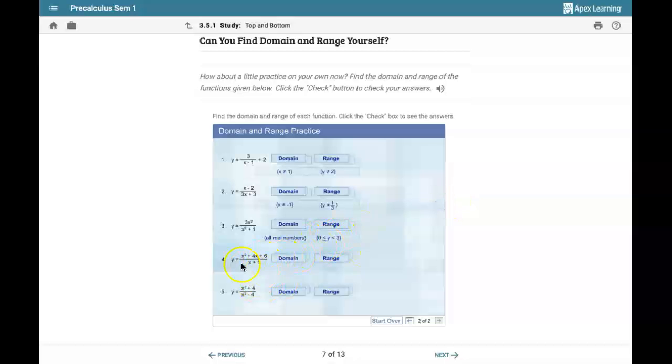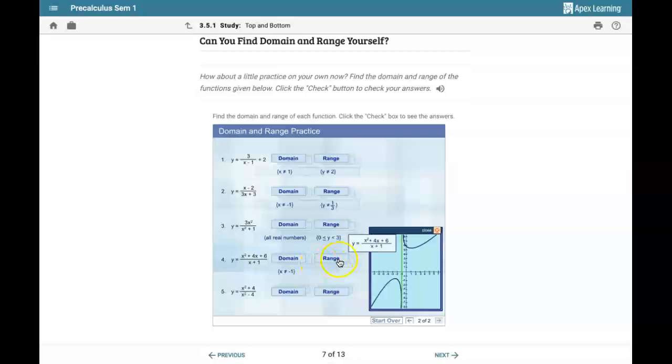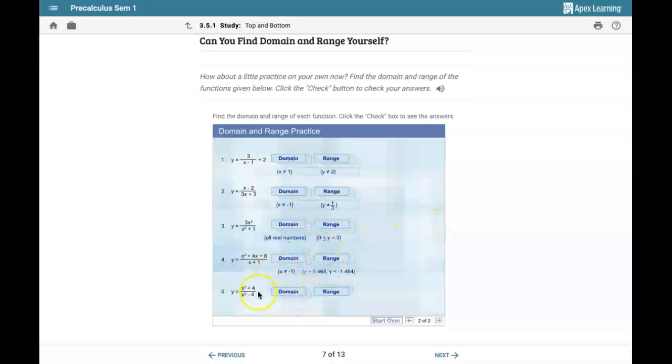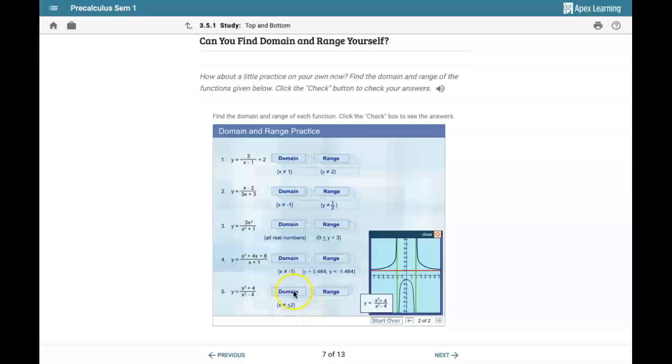For the next one, our domain is anything but -1, again, because -1 would make that 0. Our range here is a set of values, and we'll explore this a little bit more in the next couple of slides. And then the following one, our domain is anything but x equals -2, because that's what's going to make this 0.